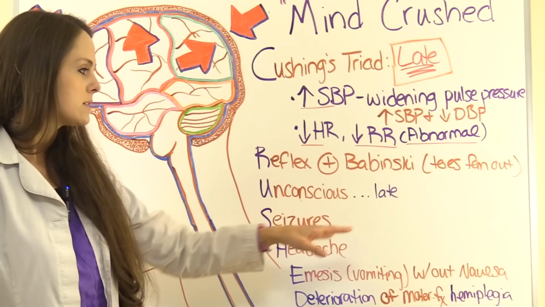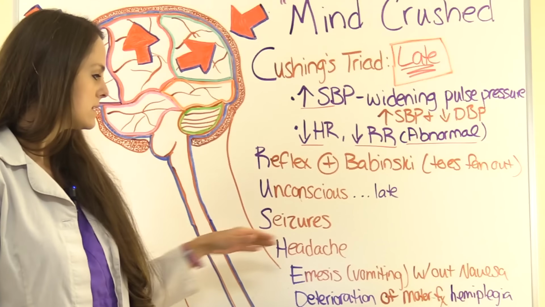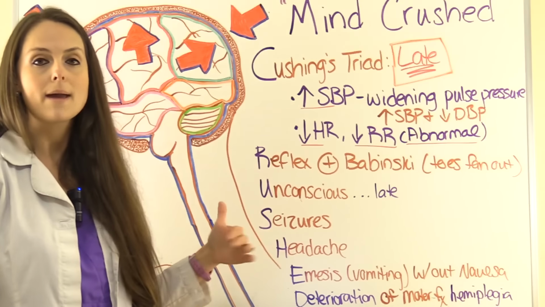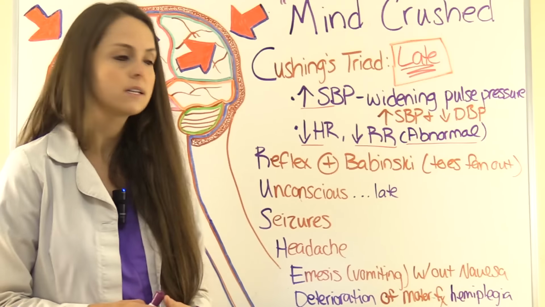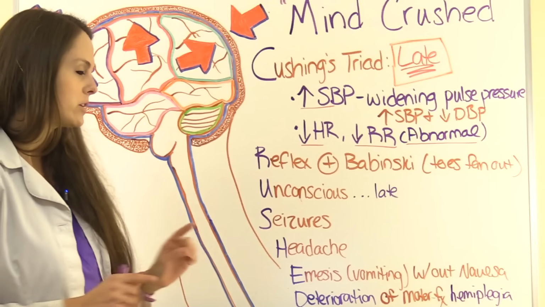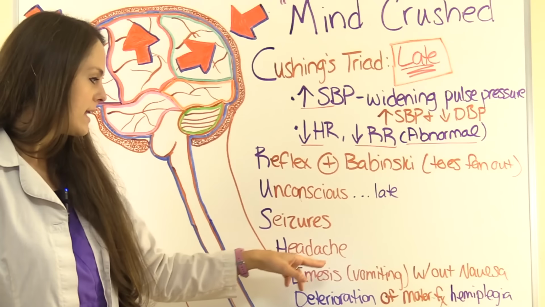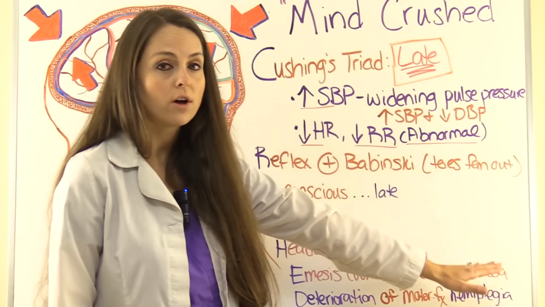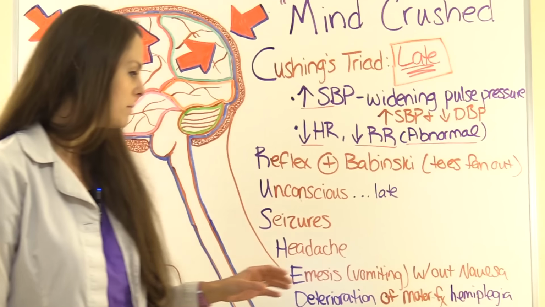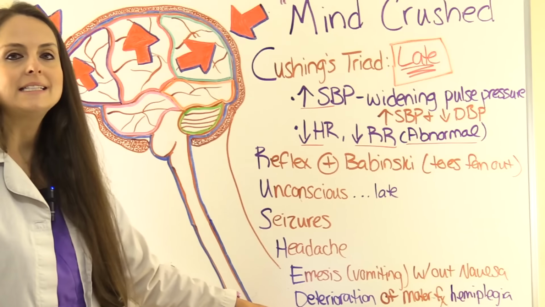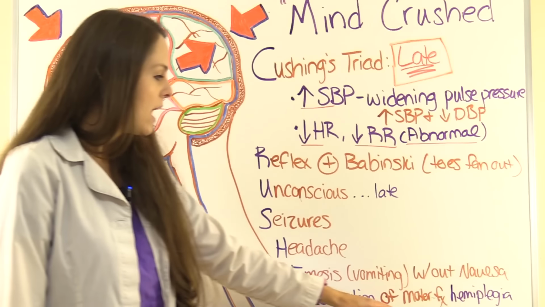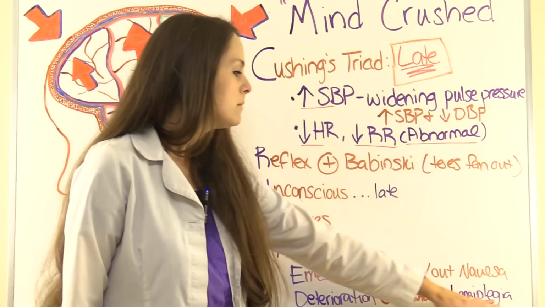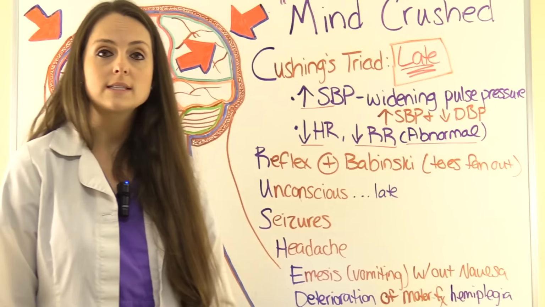U for unconscious, happens in the late parts of this. S for seizures, so seizure precautions, and they may be on anticonvulsant drugs to prevent seizures because that increases intracranial pressure even more. H for headache. E for emesis, like vomiting, usually without nausea, and this can even be projectile vomiting. And then the last part of our mnemonic, D, for deterioration of the motor function. So they can also experience what's called hemiplegia, where they have weakness on one side of the body.